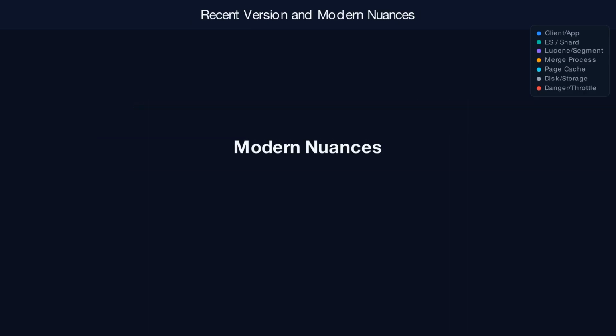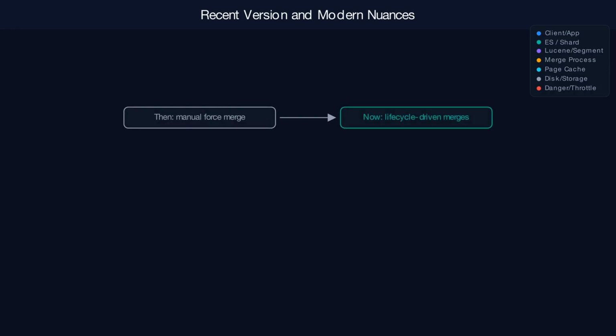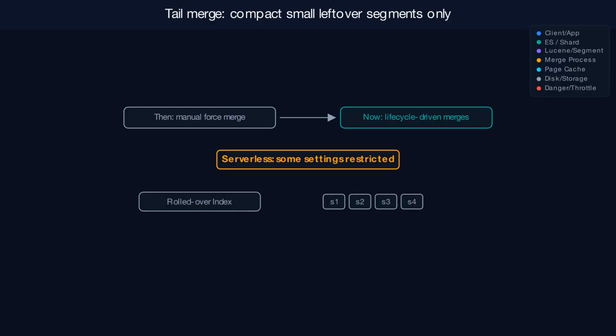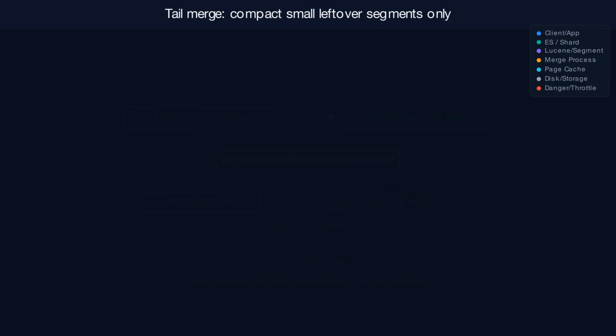Recent Elasticsearch versions add important nuances around merging. The merge scheduler and related controls continue to evolve, including disk-based safeguards and dynamic settings. Some environments like serverless deployments restrict which index settings are available. Modern data stream lifecycle features can automatically perform targeted tail merging on rolled-over backing indices, focusing on small leftover segments instead of force merging everything. In newer operational models, you may rely less on manual force merge and more on lifecycle-driven maintenance.